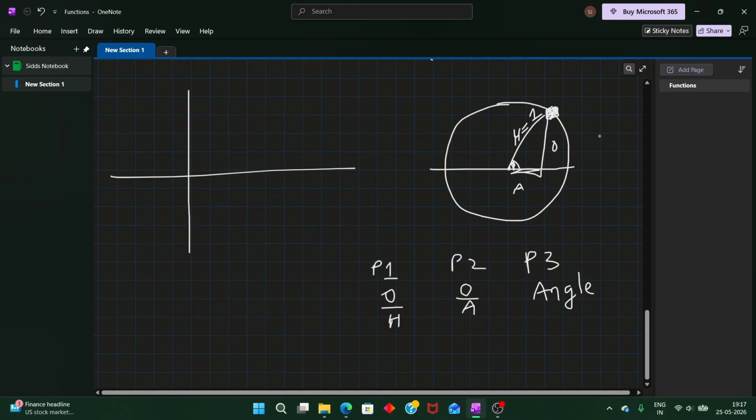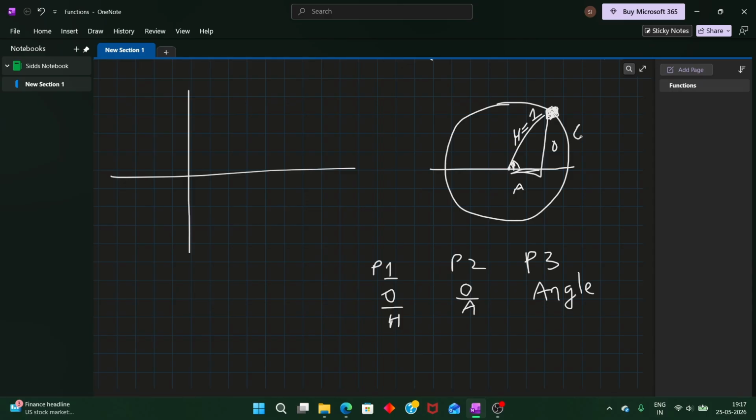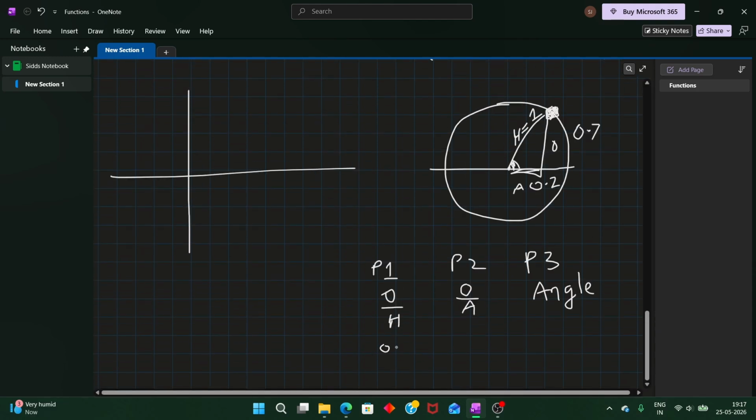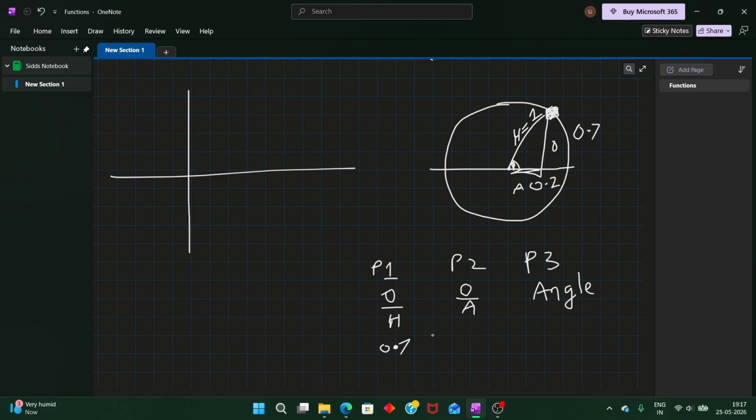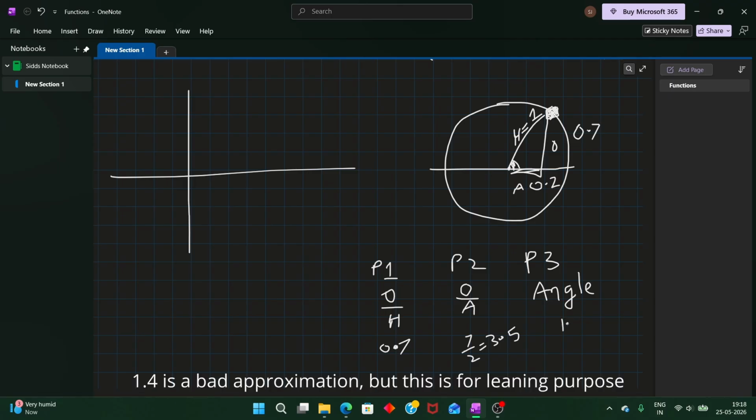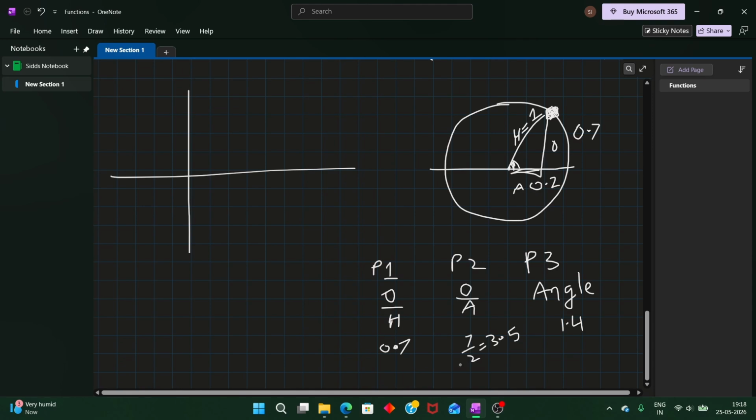So person 1 basically gets, and let us take theoretical numbers for this example, let us say this is of height 0.7 meters, and the x coordinate of this is, let's say, 0.2. So person 1 basically gets the entirety of 0.7. So I have to pay him 0.7 rupees, let's say. And person 2, opposite by adjacent, which is 7 by 2, since 0.7 by 0.2 is essentially 7 by 2. And this guy gets 3.5. And this angle will approximately be, let's say, 1.4 radians. So what we have is 3 different values.